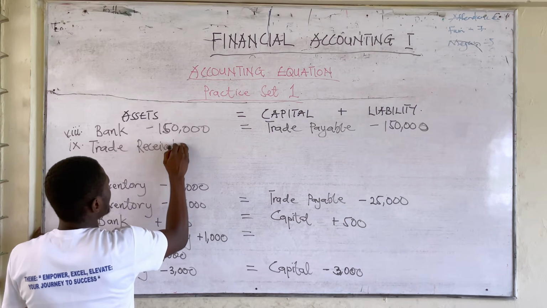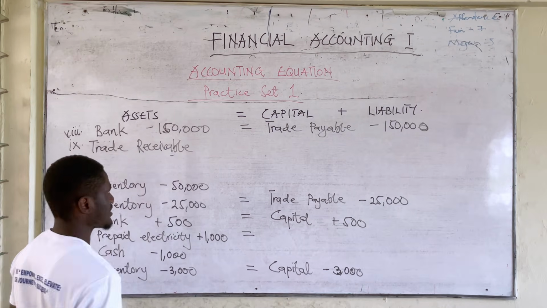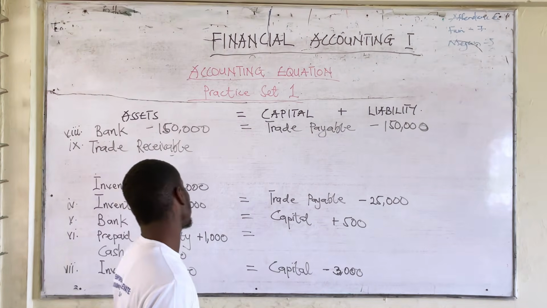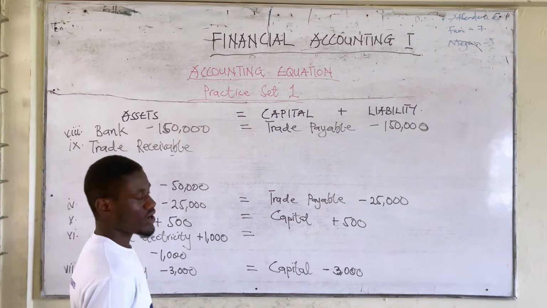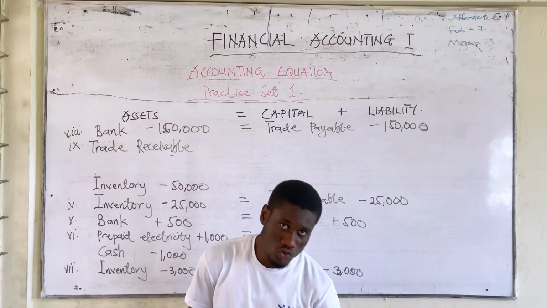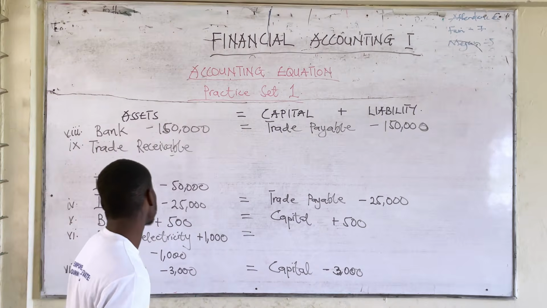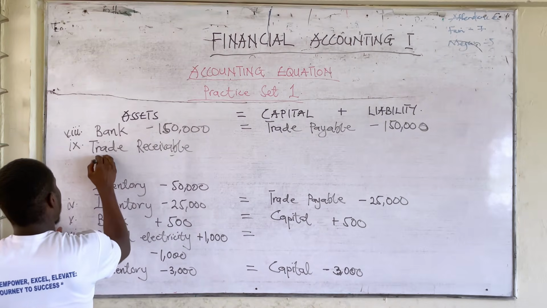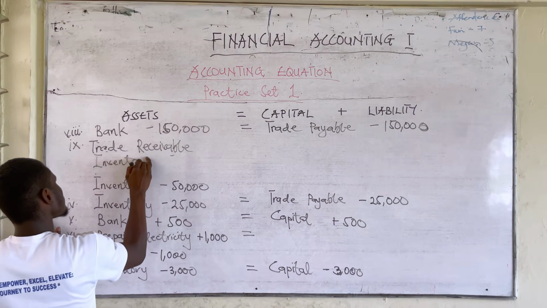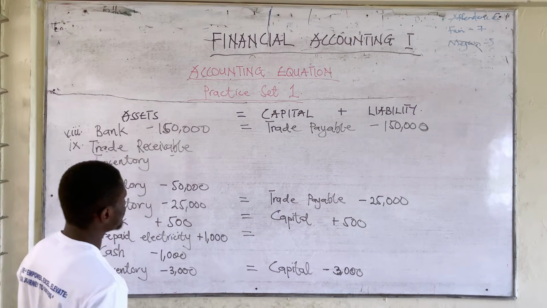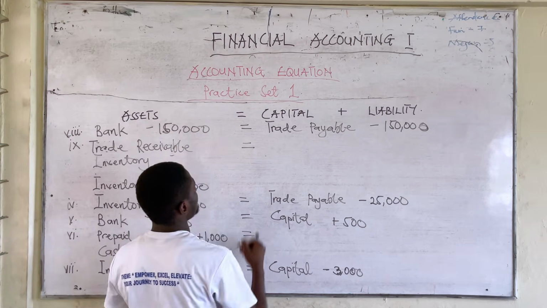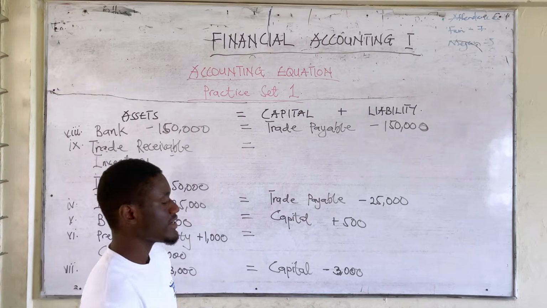Okay, so we have to know what each account falls under, whether it's an asset, capital, or liability. We have to know it. Okay, so trade receivable is an asset. Then returned goods. Goods here is our inventory. So we have another asset here, inventory. Good. So the left side will have to be equal to the right side.